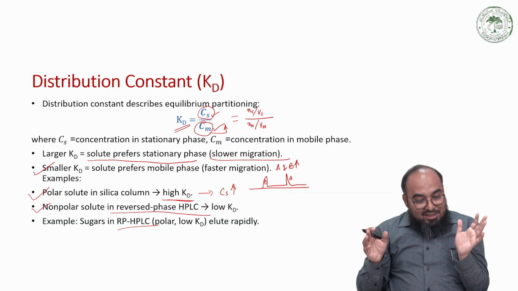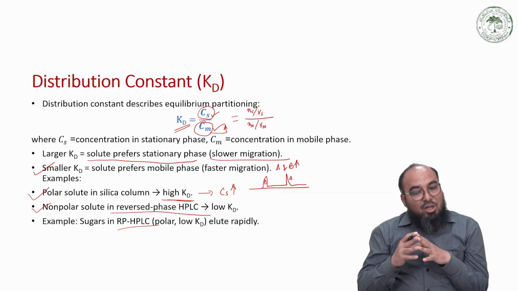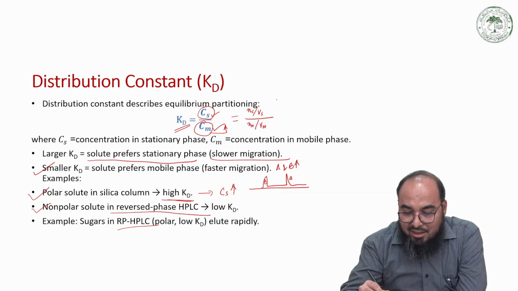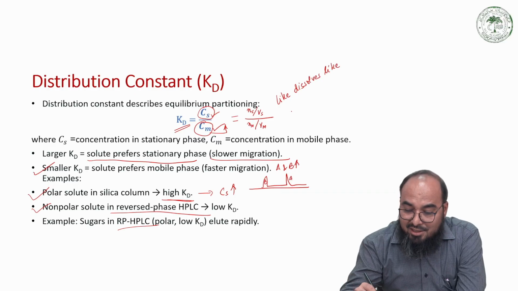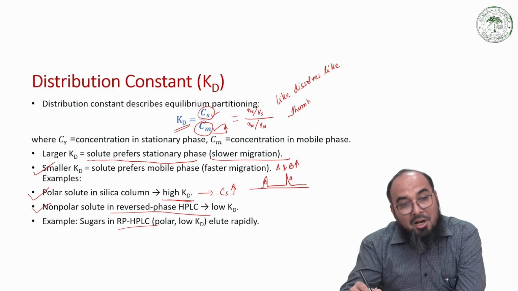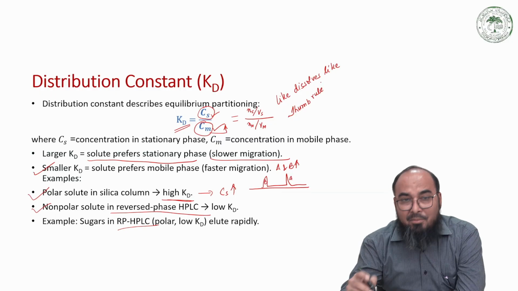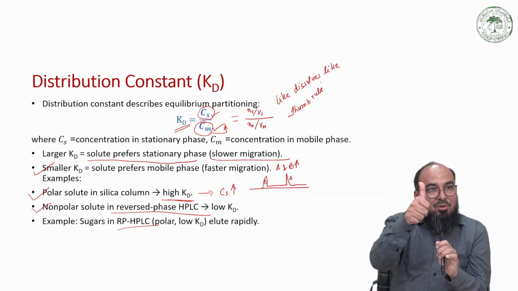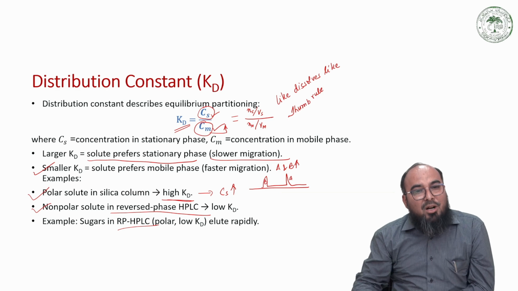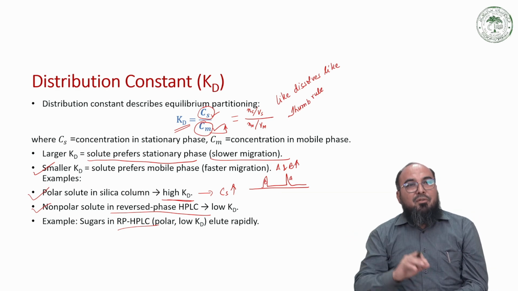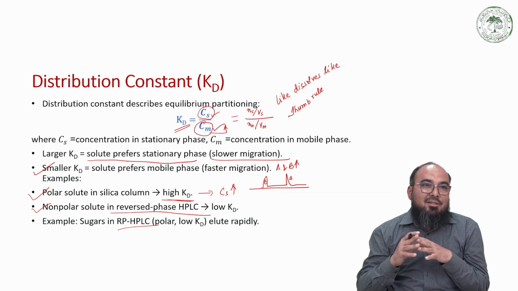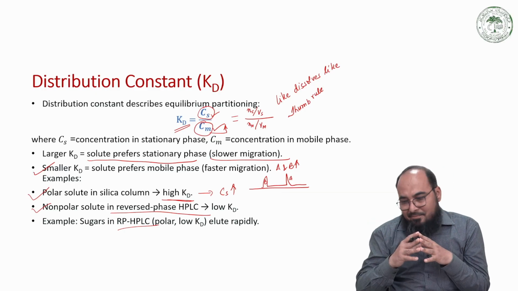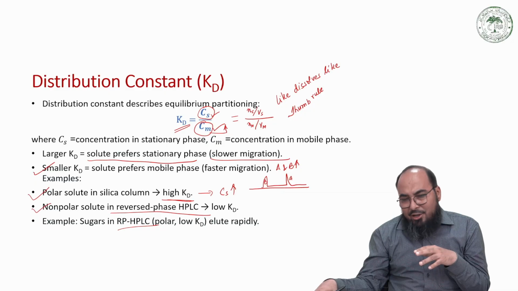They love the polar solvent, because the basic theme is like dissolves like. That is called the thumb rule of chemistry. So non-polar prefers non-polar, and polar prefers polar. So the moment you change the combination, the things will change. So this is about the KD value.